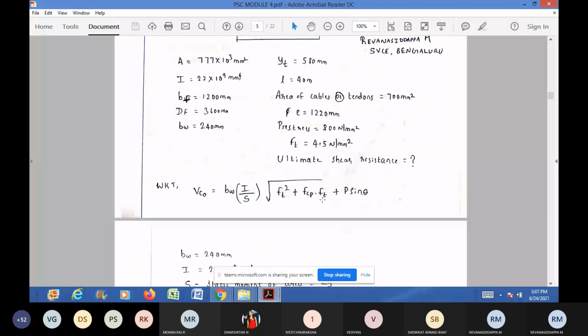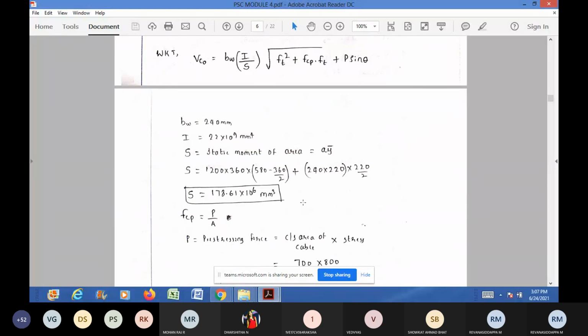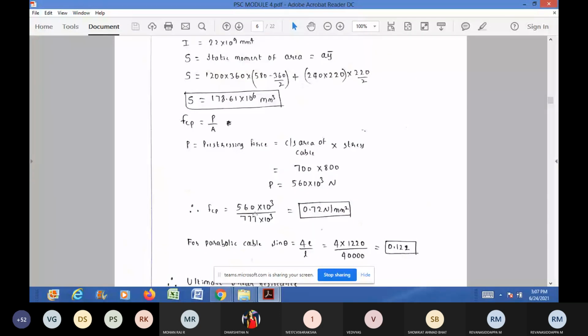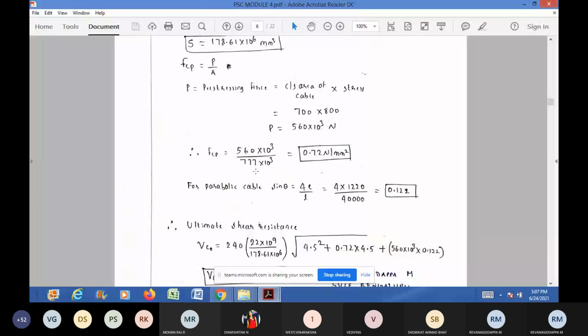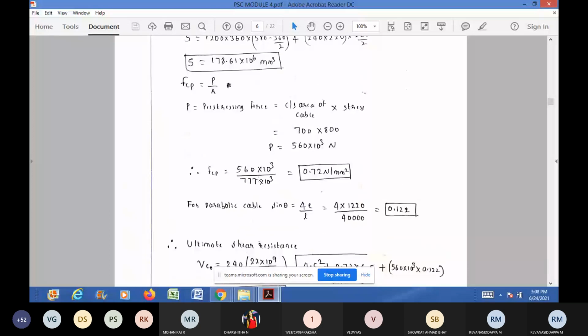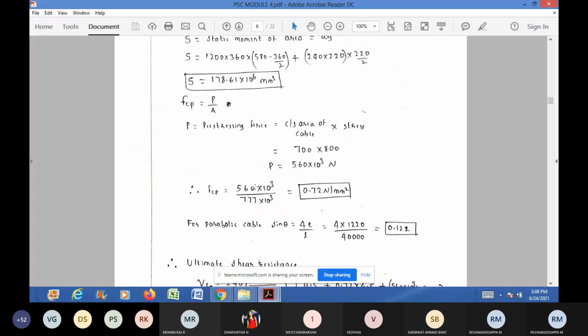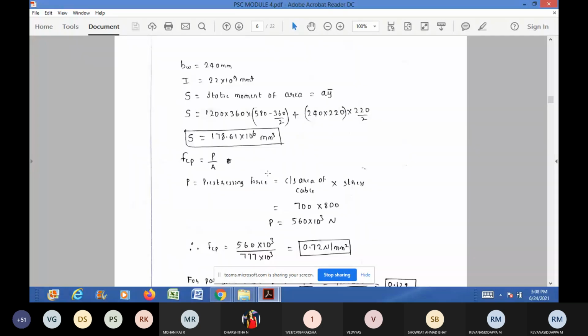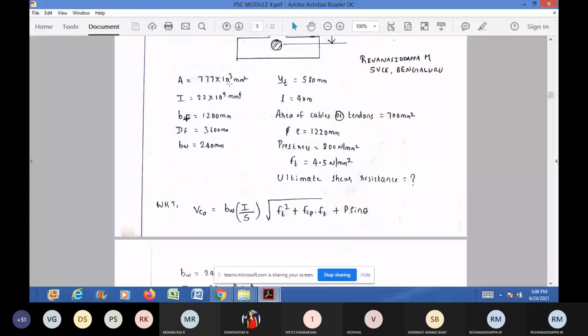Then FCP we need to calculate, right? FCP is the stress due to the pre-stressing force, which is P by A. The pre-stressing force he has not directly given. He has given the area of the cable and the stress in the cable.